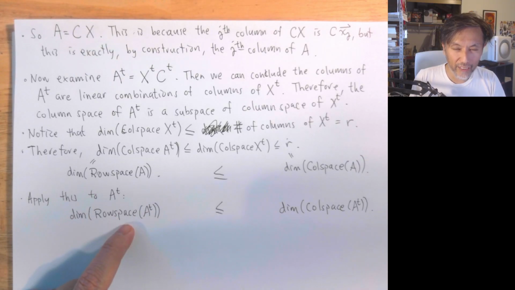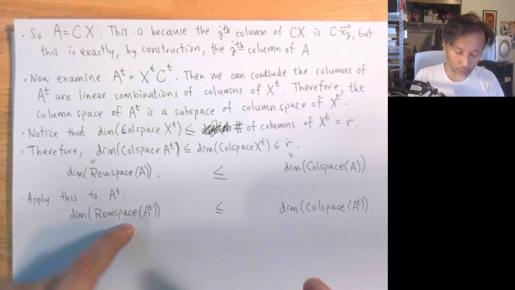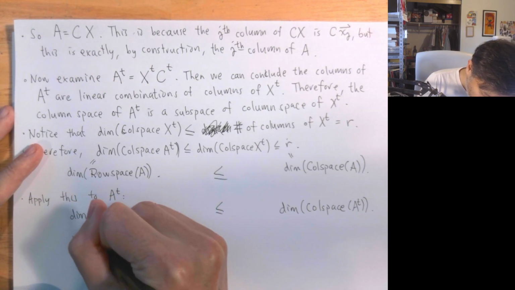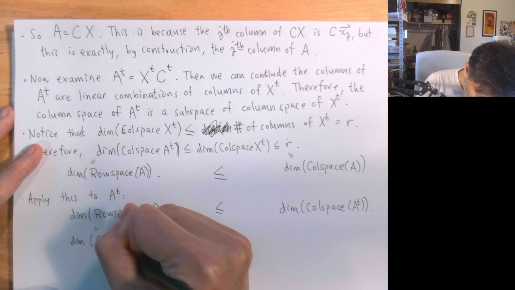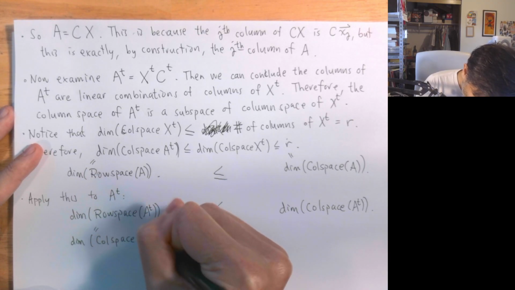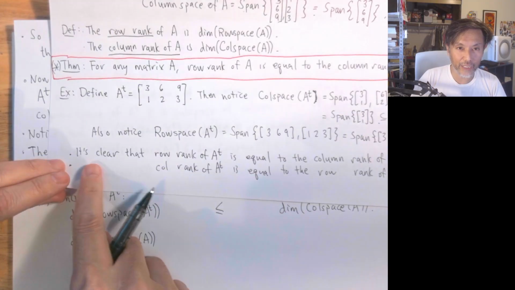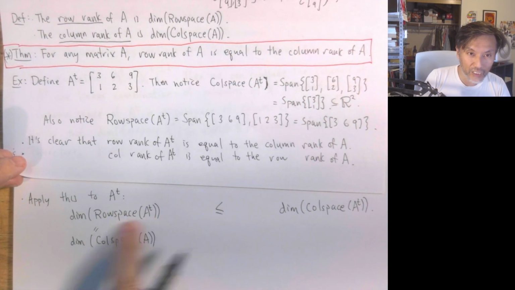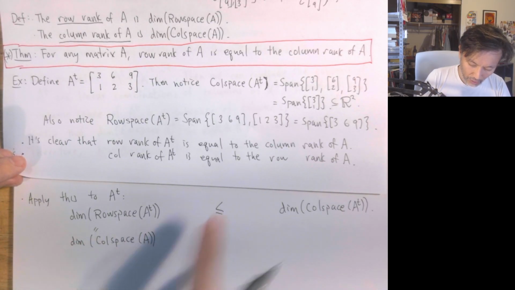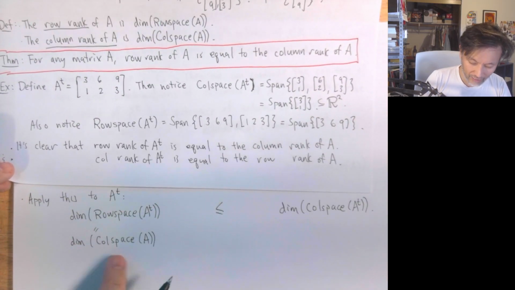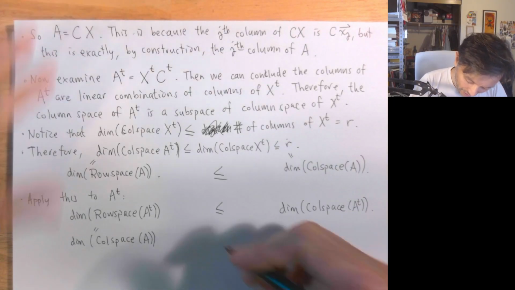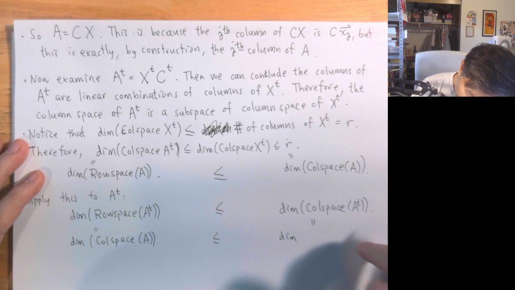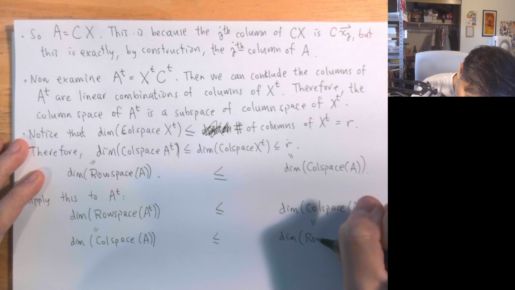But this one we can refer back to. This is just the dimension of the column space of A. Why? Because of the it's clear statement. The row rank of A transpose, which is this, is equal to the column rank of A. Neat. And so this is evidently less than or equal to the dimension of the row space, the row rank of A.